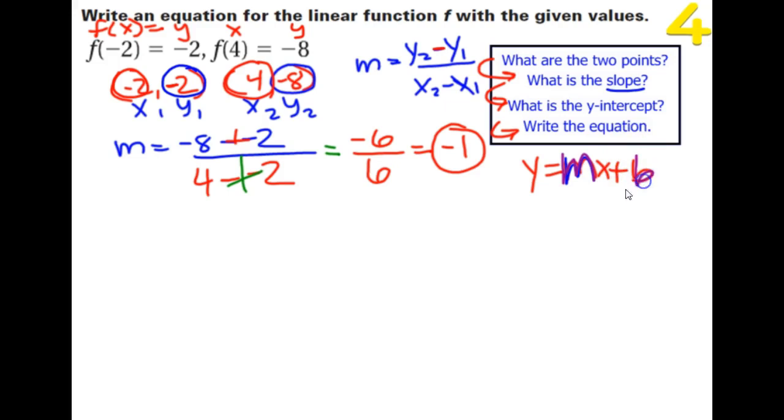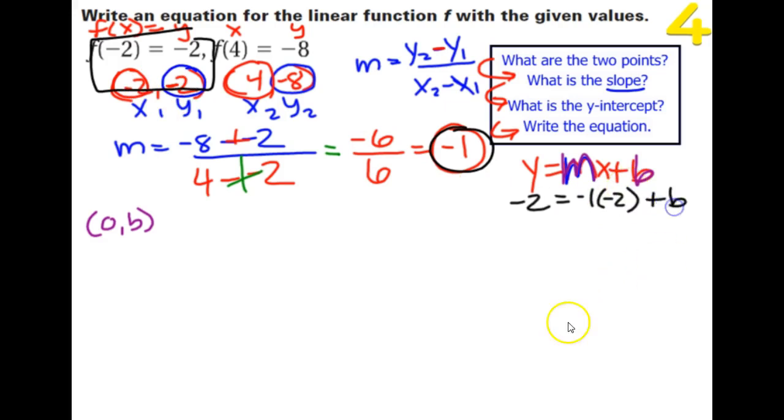Now we need to find b. Well, we can't look at our points. Remember, back to yesterday, we looked for 0, b. Neither of our points have that. So we need to pick one to plug into our equation here. I'm just going to pick this first point because they're both -2. So y is -2. Our slope right here is -1. x right here is also -2. And then plus b.